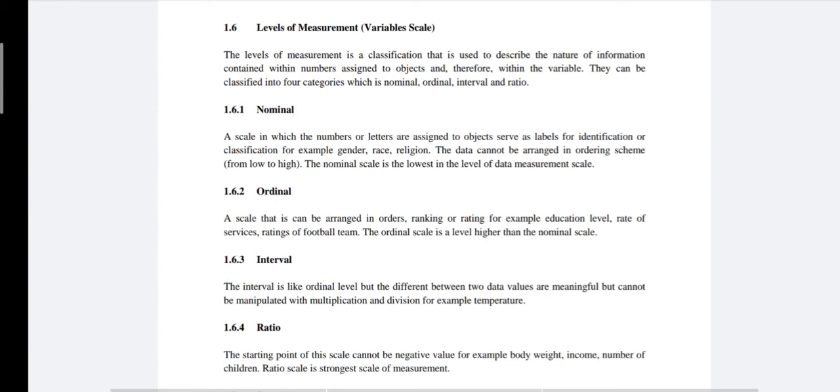For example, body weight, income, number of children. Okay, ratio scale adalah the strongest scale of measurement. So kalau scale of measurement yang ratio, banyak benda lah yang boleh kita buat. We can analyze the variable using the varieties of method. Okay, the strongest one adalah ratio, the lowest one, the weakest one adalah nominal.